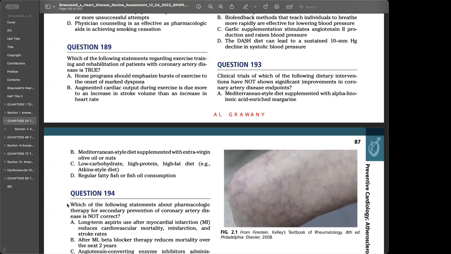was shown to cause improvement in coronary artery disease. Also, the regular fatty fish or fish oil consumption clinical trial also showed an improvement in cardiovascular coronary artery disease endpoints. But this Atkins style diet is a popular approach for weight loss.